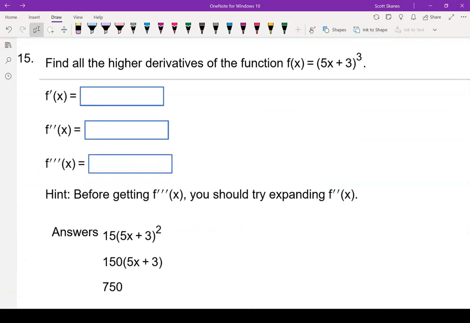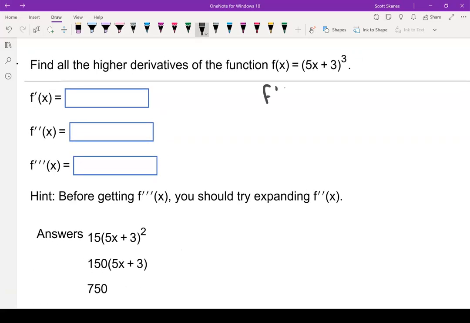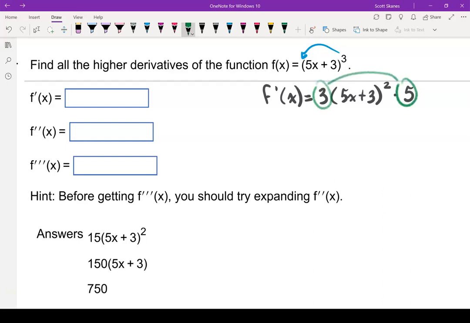Find all higher derivatives of the function f of x equals 5x plus 3, all cubed. So this is kind of a multiple chain rule question. F prime, remember, this is general power rule, also known as the chain rule. 3 comes down in front, the expression stays the same, it's reduced by 1, making it a 2. And don't forget to get the derivative of the inside of this, which is 5. Now, the tricky thing about these, we should really multiply these together, like expand it and simplify it as much as possible before going any further. So this is 15 outside of 5x plus 3, all to the power of 2.